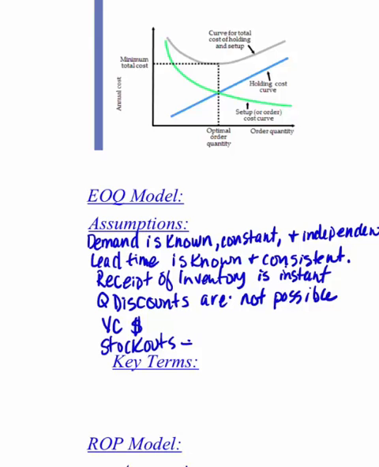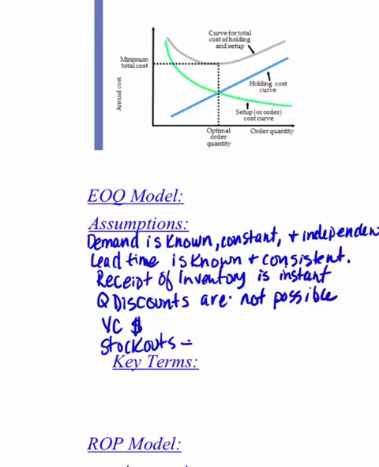are not possible. And then it's also important to note that variable costs are only those associated with setting up the process or for placing the order. And the only holding costs are those related to storing the inventory over time. And then stockouts can be completely avoided if the orders are placed on time.